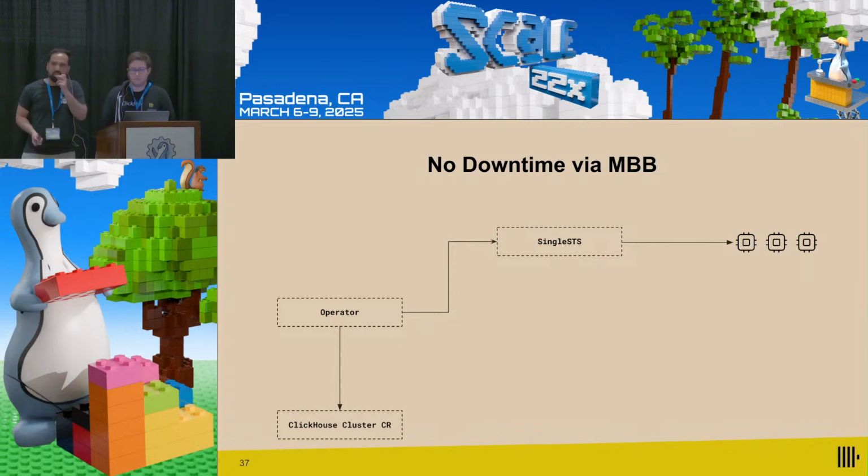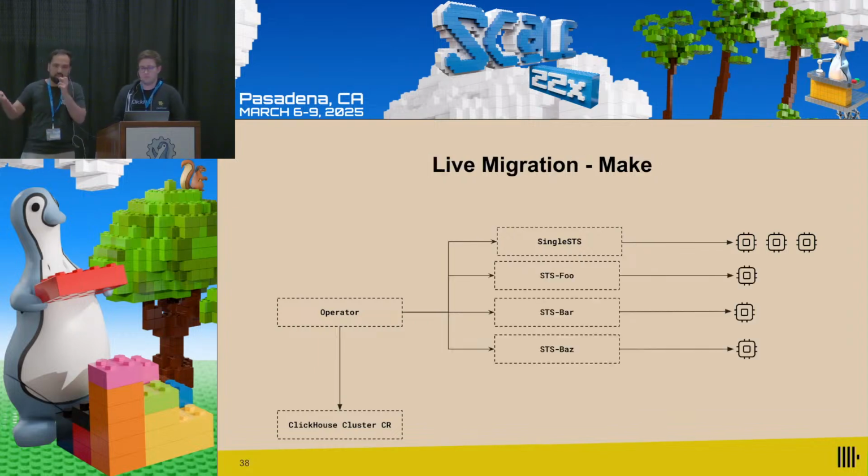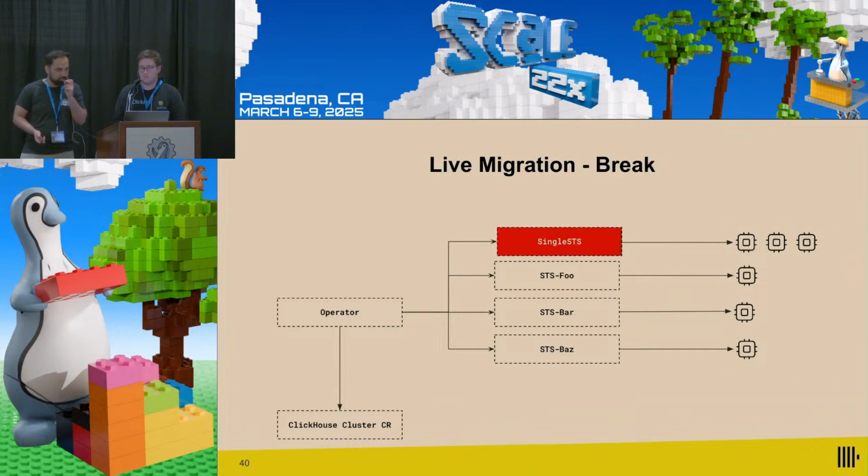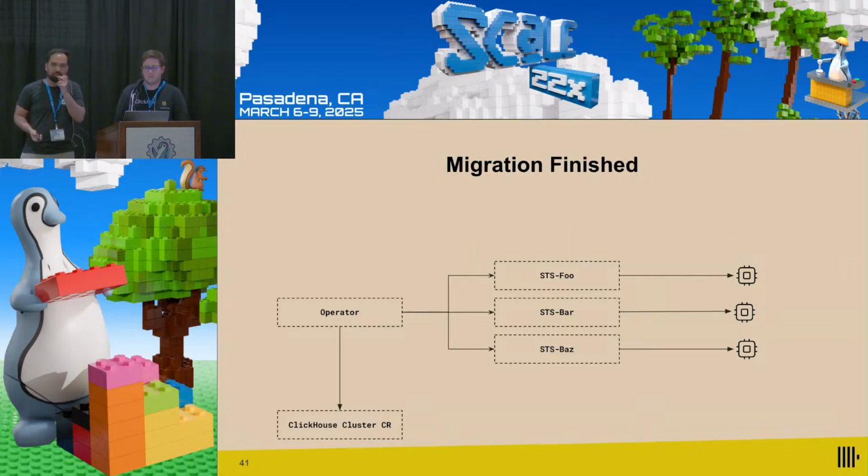So no downtime via MBB. This is what it looks like, right? A single stateful set managing 3 replicas. The funny thing here is even the migration itself is a make before break style of migration. So you make 3 extra stateful sets, and then you do a sync, because now all these 6 replicas are in synchronization. And then you break that first stateful set, which is managing the 3 pods. And at the end, you're just left with the 3 replicas. And this is how you go from a single stateful set world to a multi-stateful set world without any downtime. So this was the approach which we wanted to orchestrate.